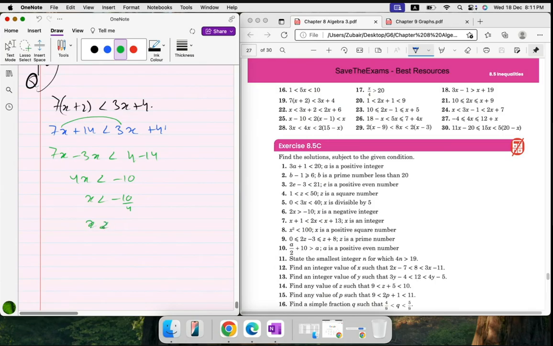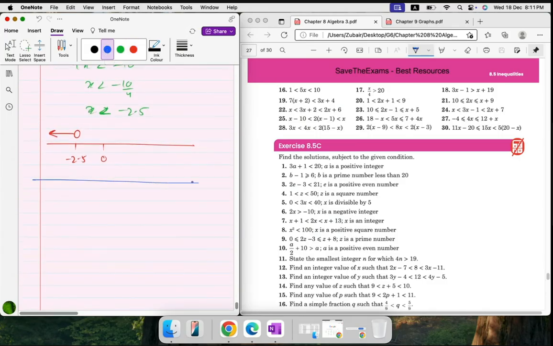And I'm getting an exact answer in decimals, so I'm writing that. So that's minus 2.5. And in the number line, 0 is for my reference. This is minus 2.5. And it is only less than, so hollow circle. x is less than minus 2.5.